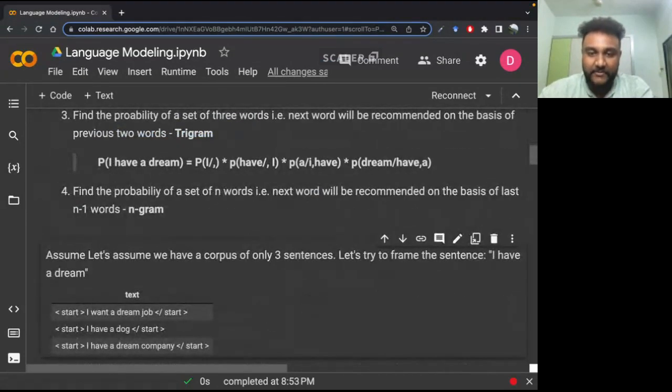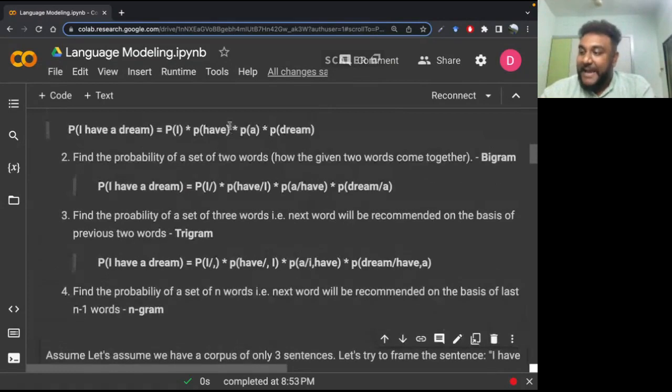Hit no if you have a doubt why this is unigram. Otherwise, I'll proceed. Okay. Nobody seems to have this doubt. Let's proceed. Now let us see the bigram case.